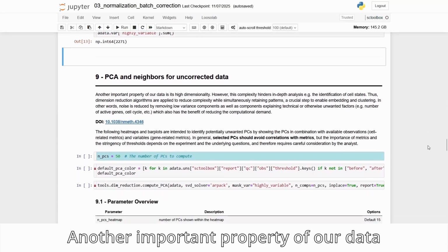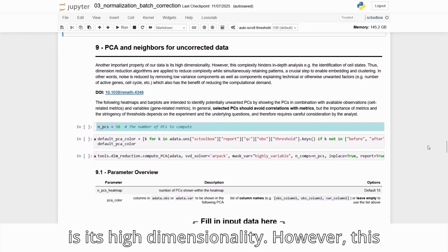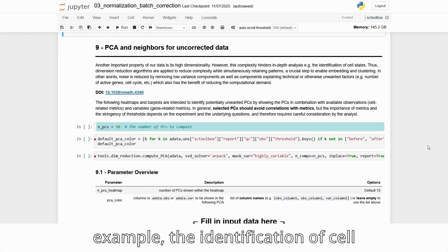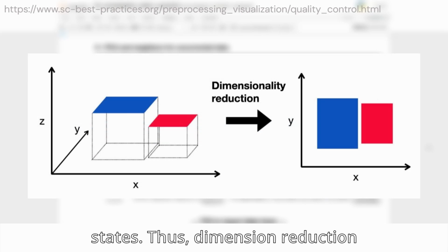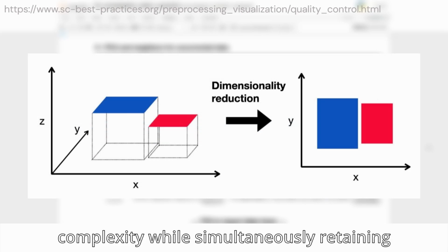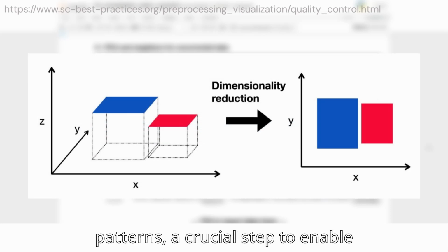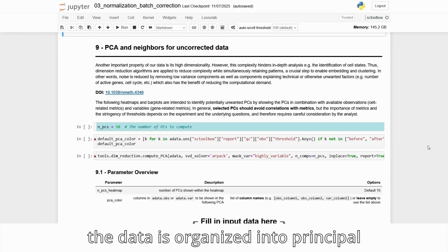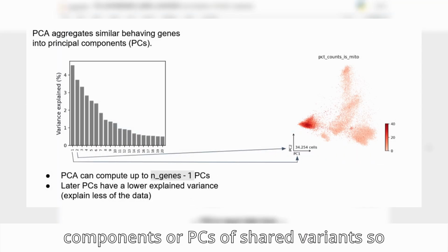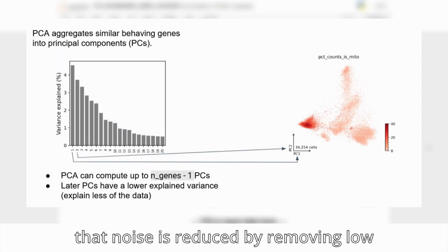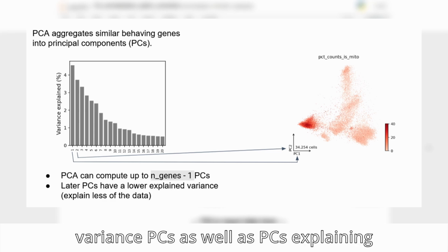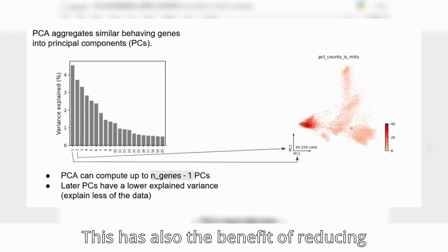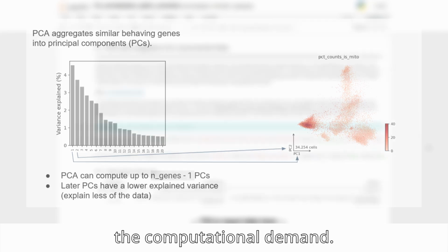Another important property of our data is its high dimensionality. However, this complexity hinders in-depth analysis, for example, the identification of cell states. Thus, dimension reduction algorithms are applied to reduce complexity while simultaneously retaining patterns, a crucial step to enable embedding and clustering. In other words, the data is organized into principal components, or PCs, of shared variance, so that noise is reduced by removing low-variance PCs, as well as PCs explaining technical or otherwise unwanted factors. This has also the benefit of reducing the computational demand.